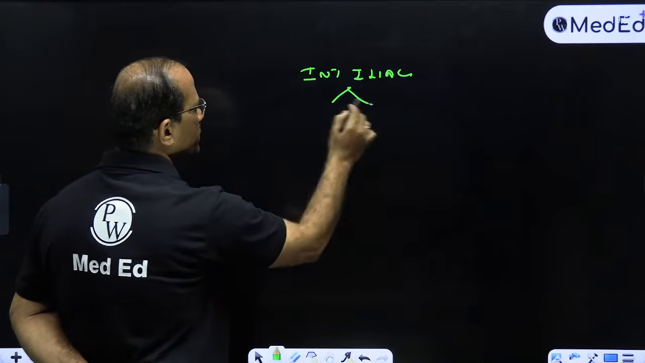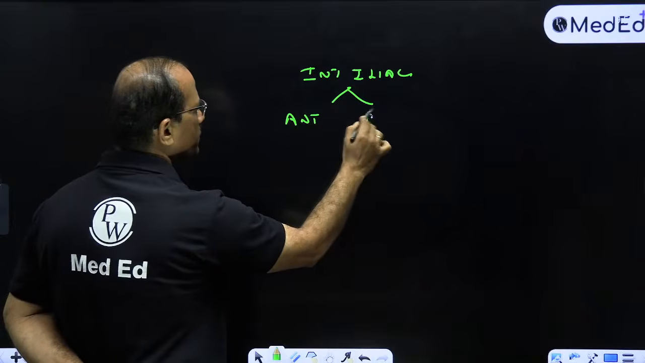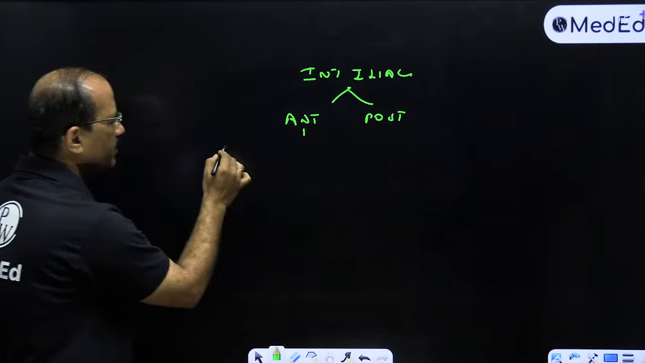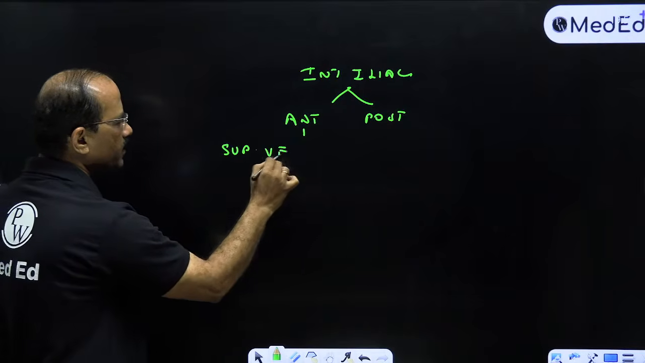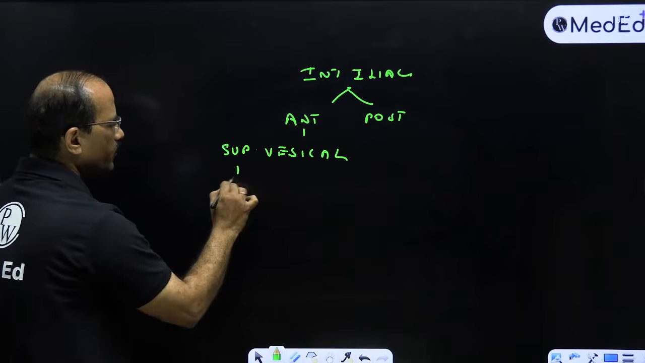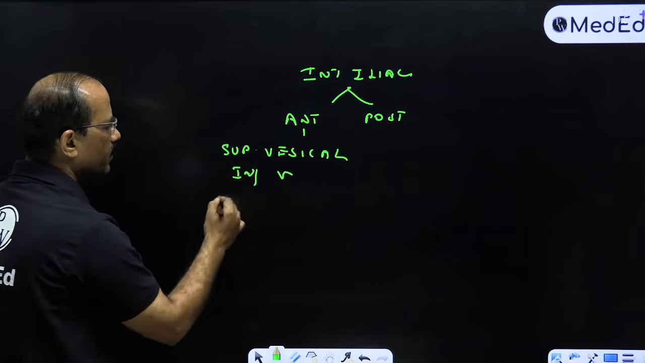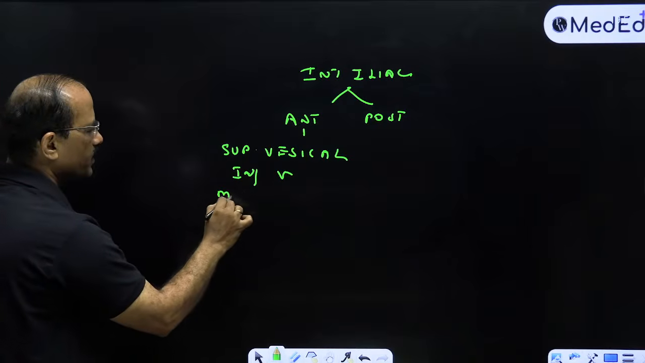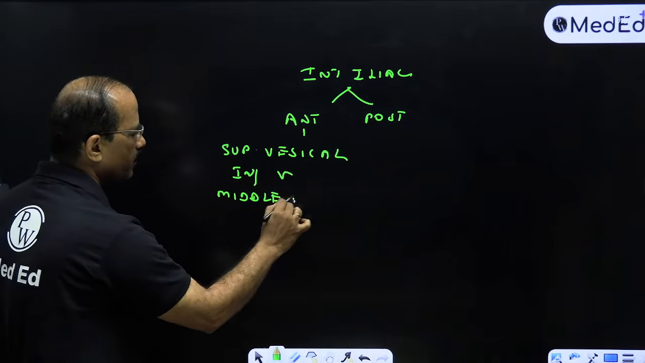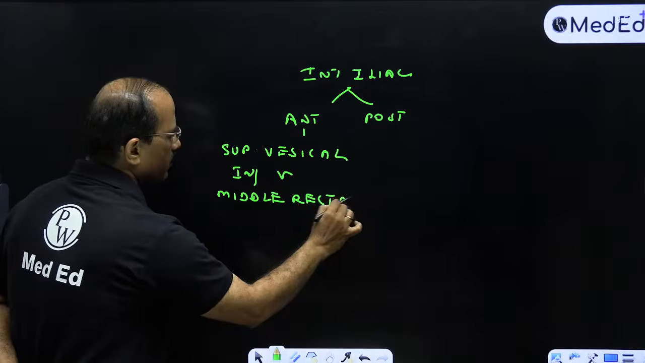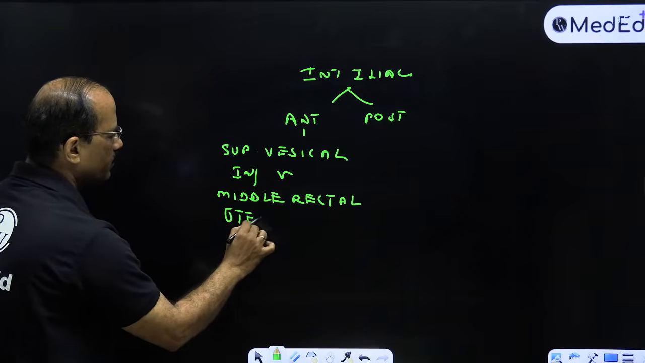ये याद रखना बच्चों. Another very important MCQ is this internal iliac. इसके दो डिविजन्स होते हैं, anterior division and posterior division. Anterior division के branches हैं superior vesicle, inferior vesicle, middle rectal, uterine and vaginal.